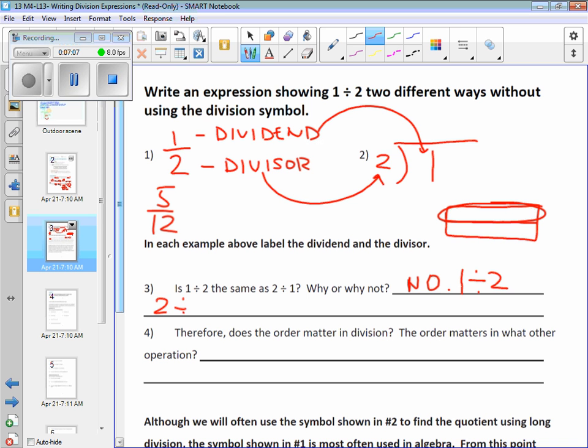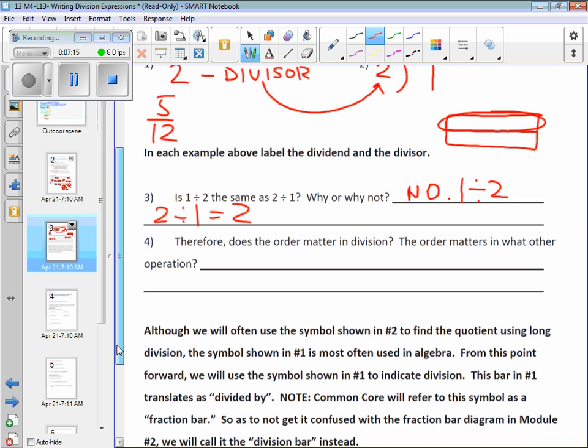2 divided by 1, however, is what? You got it. So order does matter. Write this out real quick, and then you guys can go to example 2. What other operation does order matter? Right. Yes.